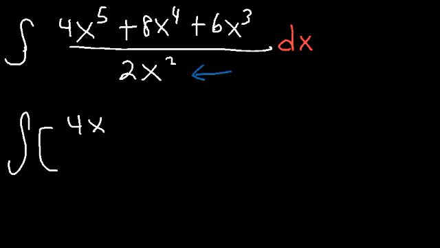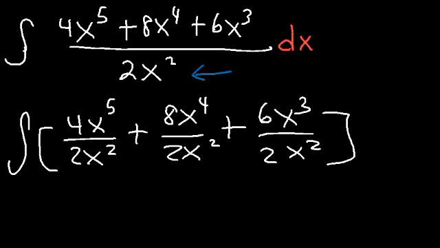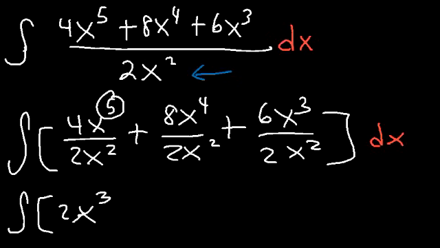So it's going to be 4x to the 5th power divided by 2x squared, 8x to the 4th power divided by the same thing, and 6x cubed divided by 2x squared. Now, before you integrate it, reduce it. So what's 4x to the 5th power divided by 2x squared? 4 divided by 2 is 2. And x to the 5th divided by x squared is x cubed. Whenever you divide by a common base, subtract the exponents. 5 minus 2 is 3.